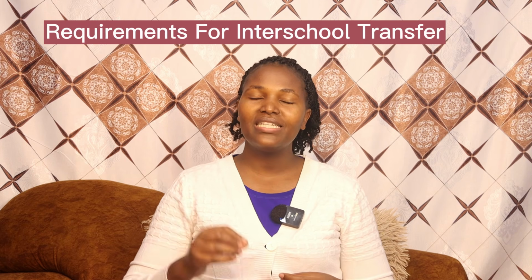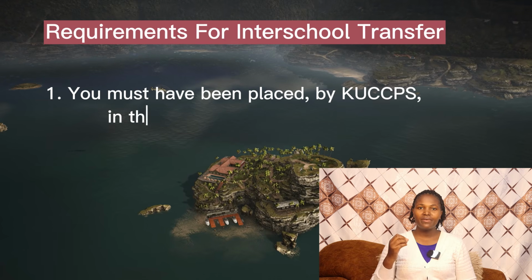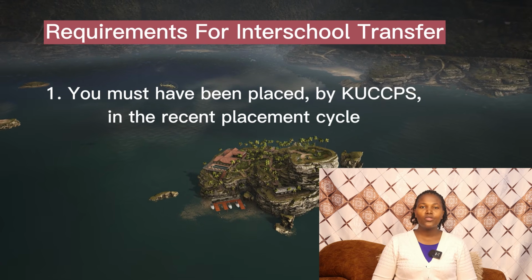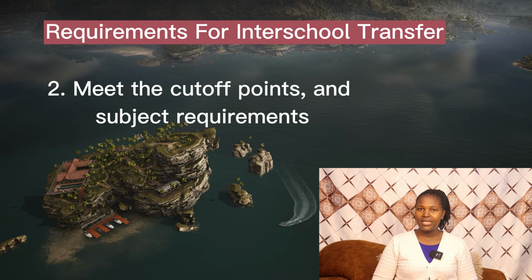Now, what are the requirements a student must meet before applying for an interschool transfer? Number 1, you must have been placed by the KUCCPS in the recent placement cycle. So you must see in your portal the course and the university you have been allocated to join for you to get started with the application. Then number 2, you must meet the cutoff points and subject requirements for the course that you want to transfer to. So you need to have in mind which institution you want to join and the exact course you want to transfer to. Then you must meet the criteria needed to apply to that new course that you prefer.